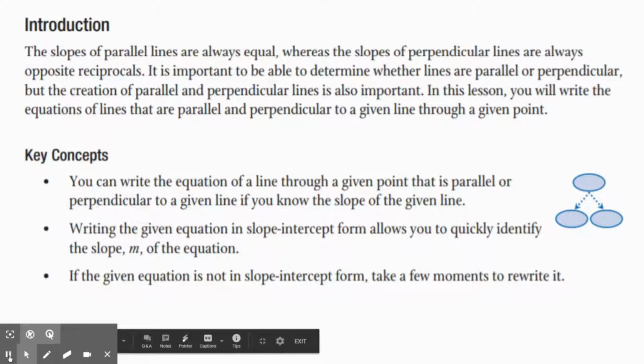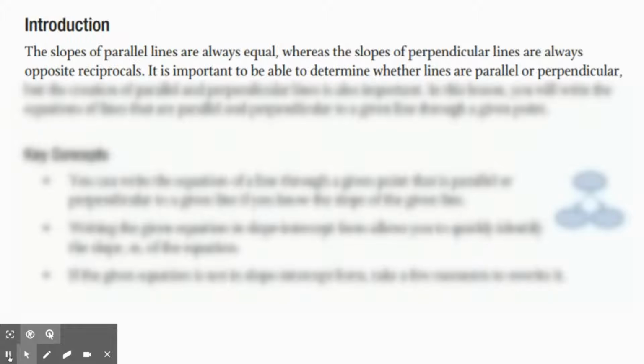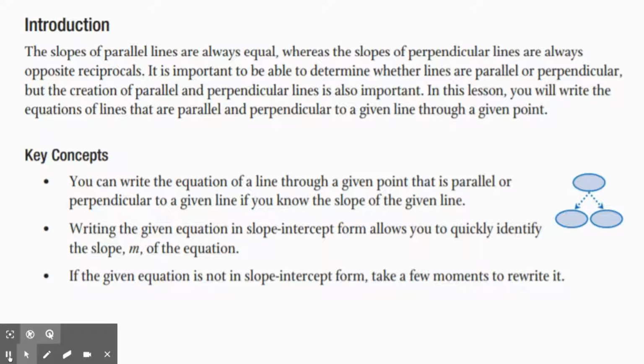In this section, we're going to be writing slopes for lines that are parallel or perpendicular to another line. Remember that parallel lines always have equal slopes, and the slopes of perpendicular lines are something called opposite reciprocals. So if it's positive, it needs to be negative, and then you also have to do the reciprocal.